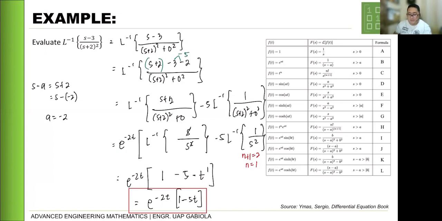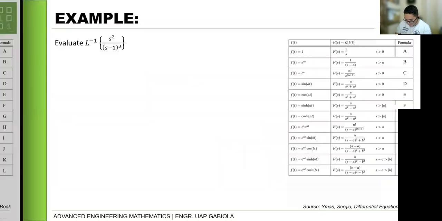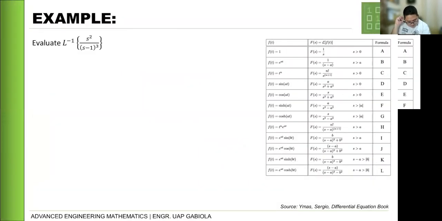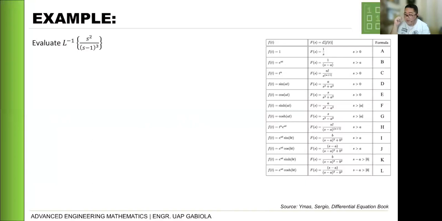Okay. So next is ayan. So we have here s squared over s minus 1 cubed. Okay? So meron tayong proper fraction wherein yung numerator natin is less than yung degree dun sa denominator natin. So on this kind of problem, if we cannot perform yung algebraic manipulation natin or yung pag nag-add minus tayo ng number, we can actually perform yung tinatawag nating partial fraction.